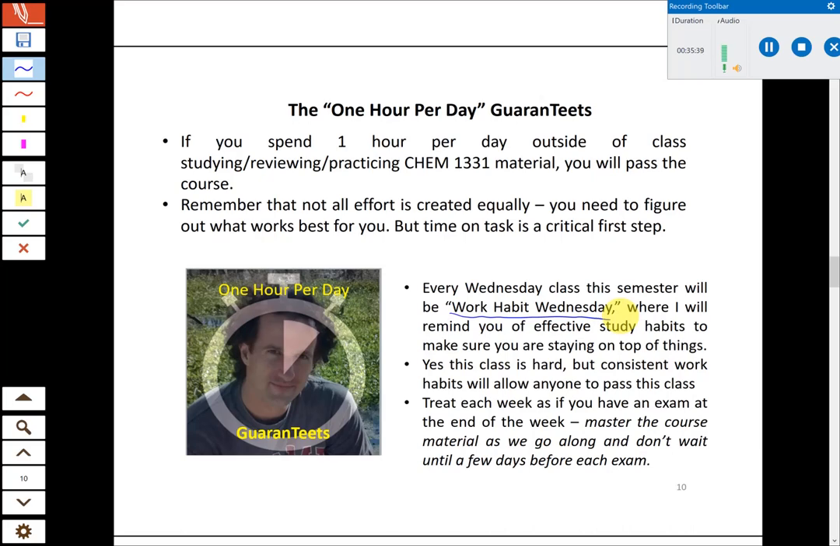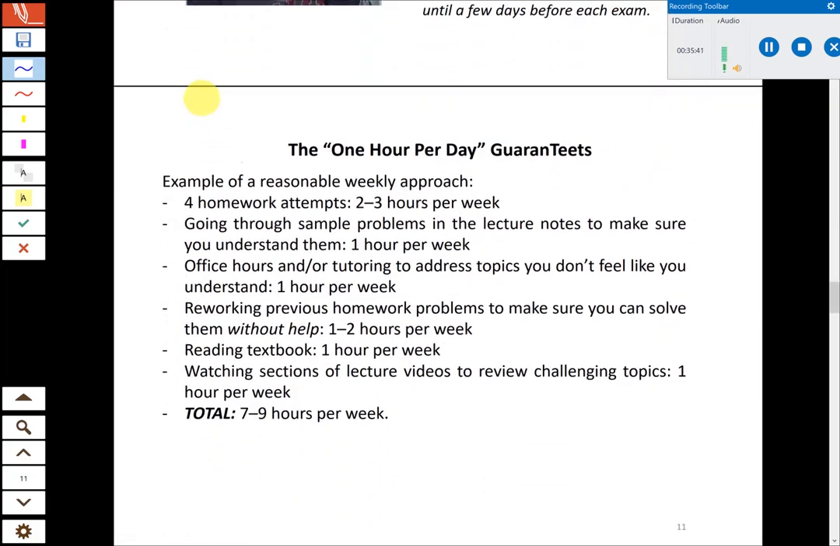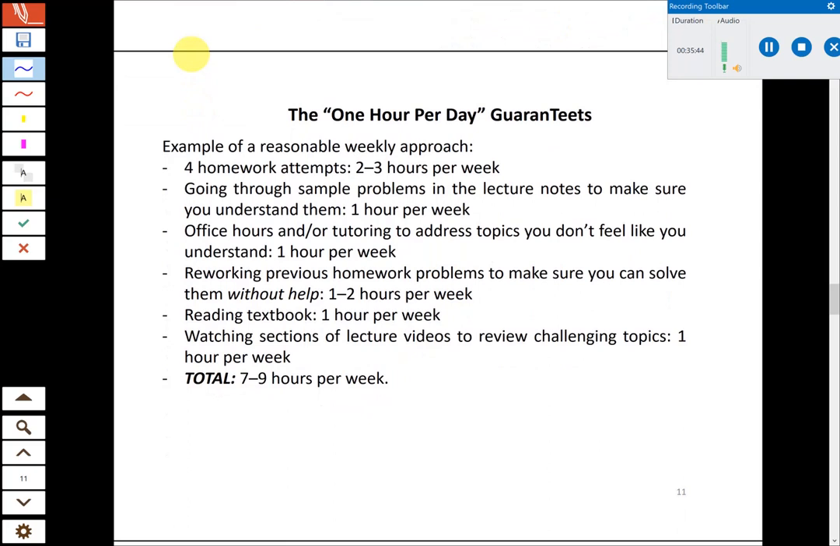And like I said, here's an example of things you can do. The 4 homework attempts, I would say, is a must for everybody. That's a good way to spend 2 to 3 hours per week. Each homework attempt is about 30 to 45 minutes, depending on how long it takes you to do that one. And if you do that, that's going to be 2 to 3 hours per week, and that's, I think, a very good first step for all of you to follow.